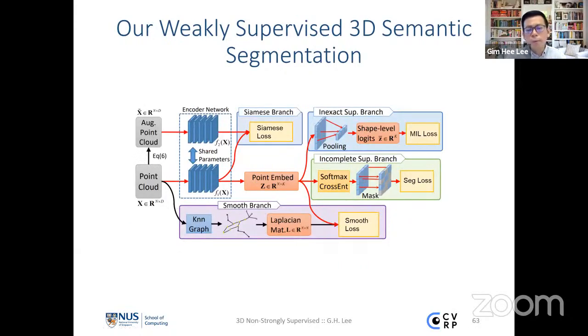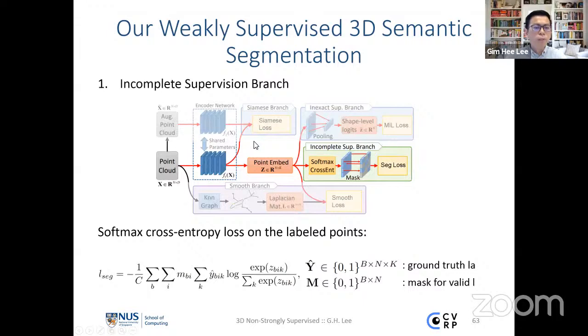And here's the architecture of our weakly supervised 3D semantic segmentation work. So it consists of 4 different branches over here. The first branch is what we call the incomplete supervision branch. Given the point cloud, we train a network to extract the features and to transform this into the set of point embeddings. So there's one embedding per point, over n number of points in the point cloud.